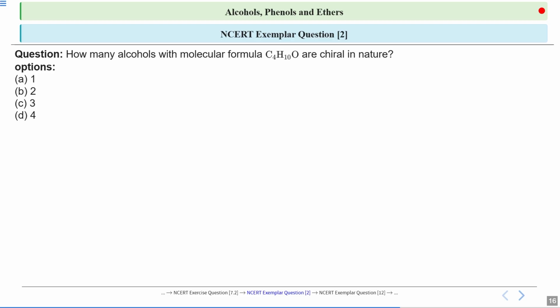Now let's see an exemplar, the NCERT exemplar question number 2. The question is, how many alcohols with the molecular formula C4H10O are chiral in nature? So how many of the alcohols with the given molecular formula, which can be structurally different, are chiral? The molecular formula is C4H10O. You have to decide that by drawing the different structures having this molecular formula. The options are 1, 2, 3 or 4.